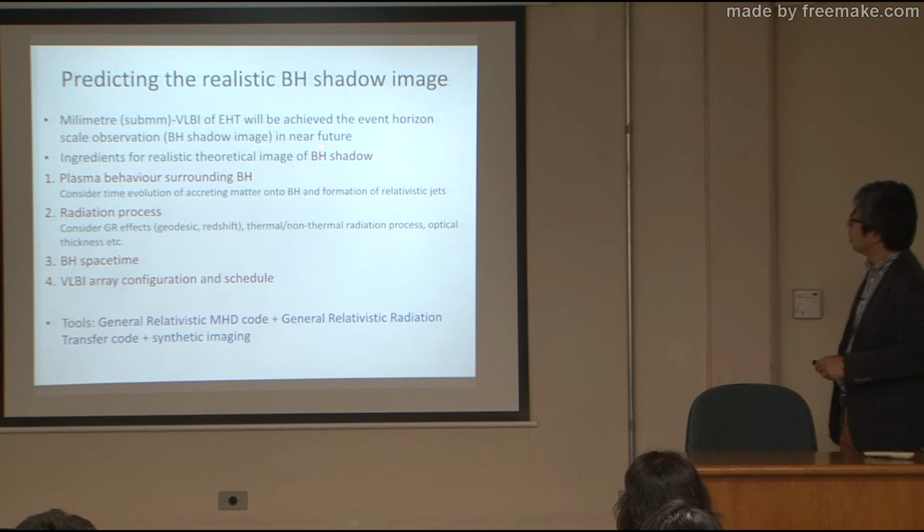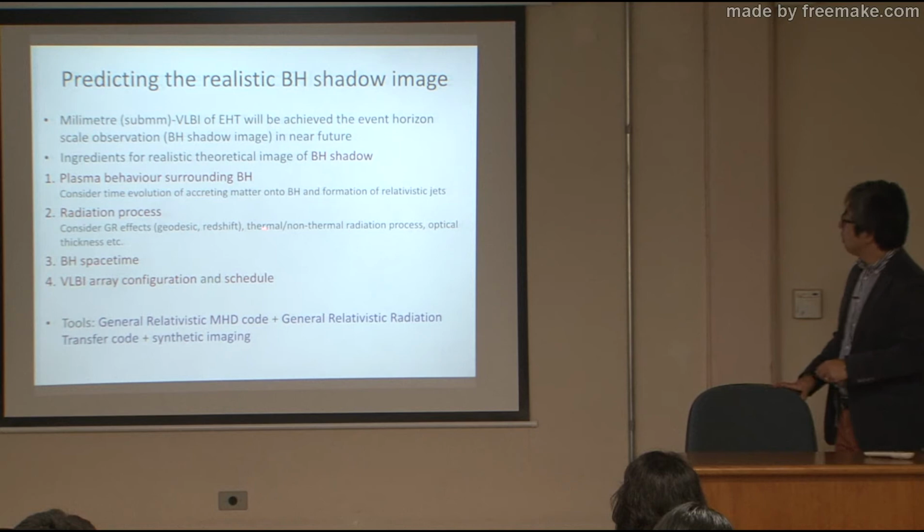The ingredients for the relativistic theoretical image of the black hole shadow: one is the plasma behavior surrounding the black hole. So we are concerned about the time evolution of the accreting matter onto the black hole and the formation of the relativistic jet. The second part is the radiation process. So we are concerned about the general relativistic effect, so that when we talk about the photon, it travels along geodesics. So we are thinking about the geodesics. And we are also concerned about the redshift because the frequency is also changing.